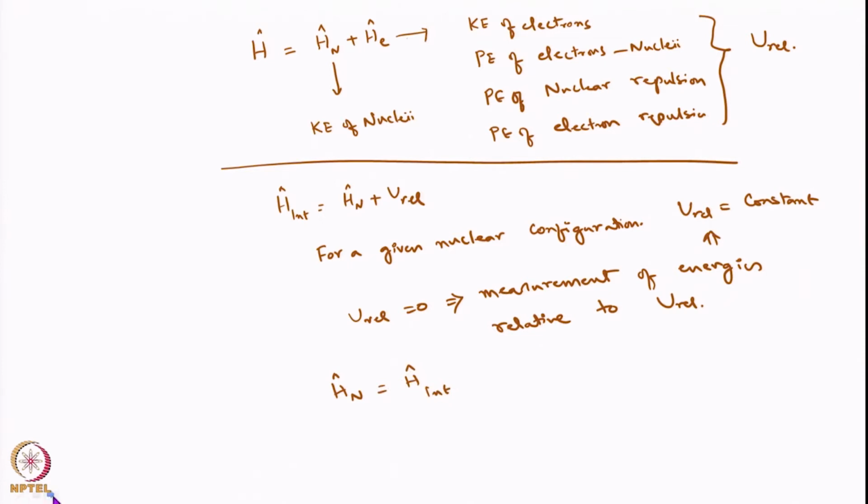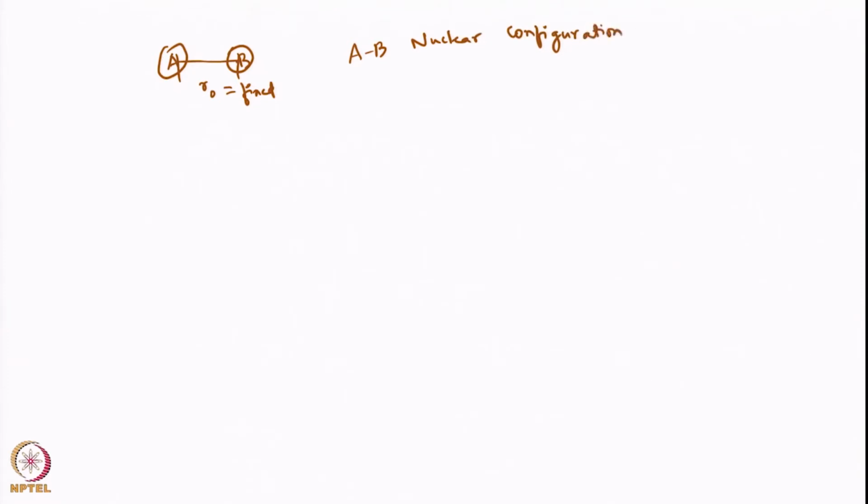Now, if you had two atoms A and B, separated by a distance r naught, and which is fixed. So, which means the AB nuclear configuration is rigid. That means A and B are not moving with respect to each other.